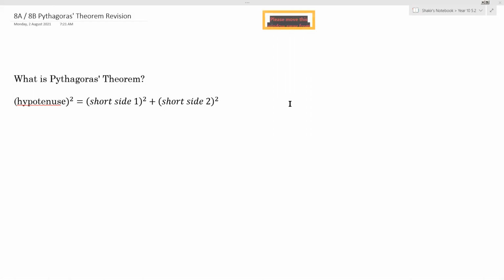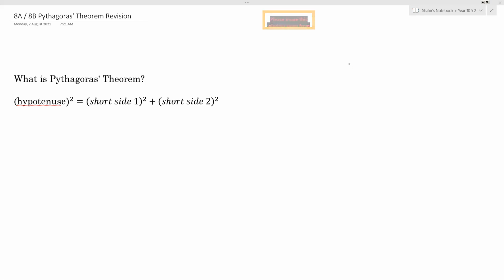Okay, so this is a revision lesson. You would have done this in year 7 and year 8 and year 9. And I'll try and take it slow just in case you didn't understand or you've forgotten, which is very common actually. Okay, so Pythagoras' theorem.